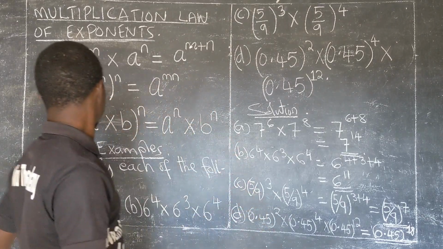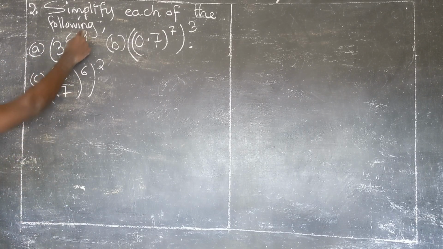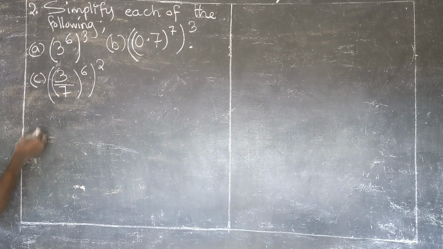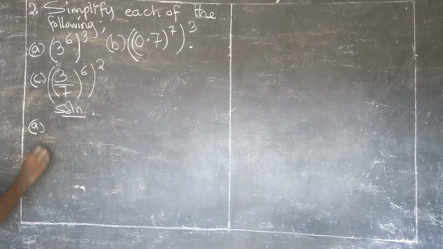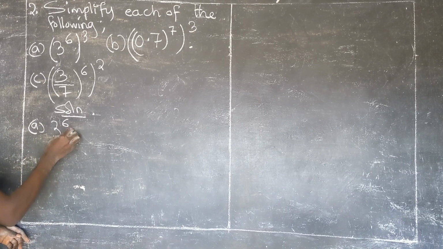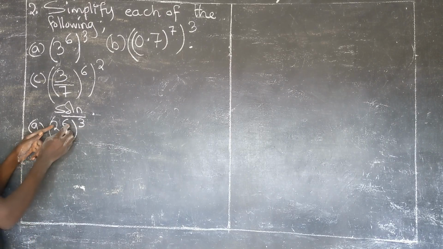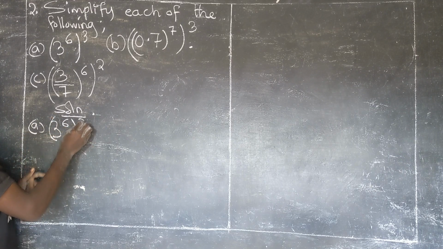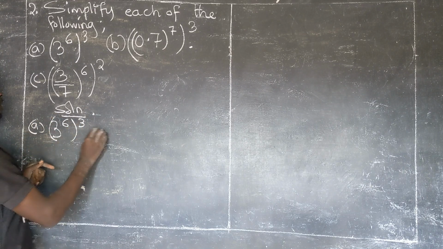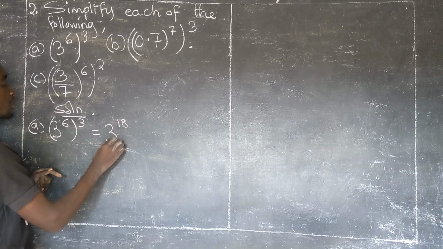After that, let's go to a second example. Our second example says: simplify each of the following. A, 3 raised to exponent 6, raised again to exponent 3. Now, let us see the solution. A, 3 raised to 6, again raised to 3. Here, if we have an exponent expressed again to another exponent, we just multiply the exponents. So here it will be 6 times 3, whereby the answer will be 3 raised to exponent 18.